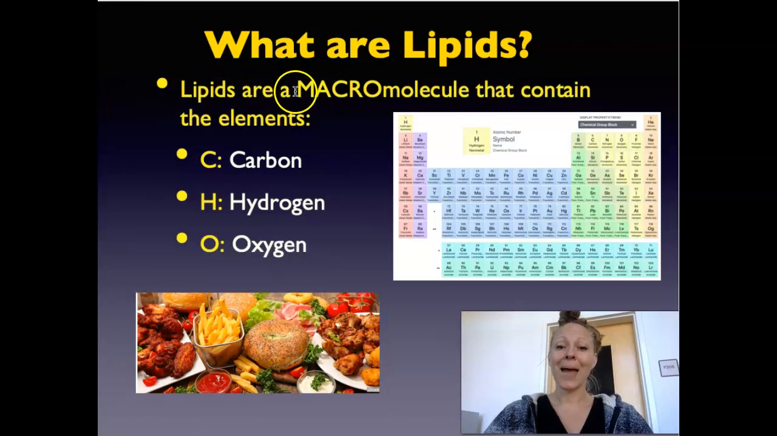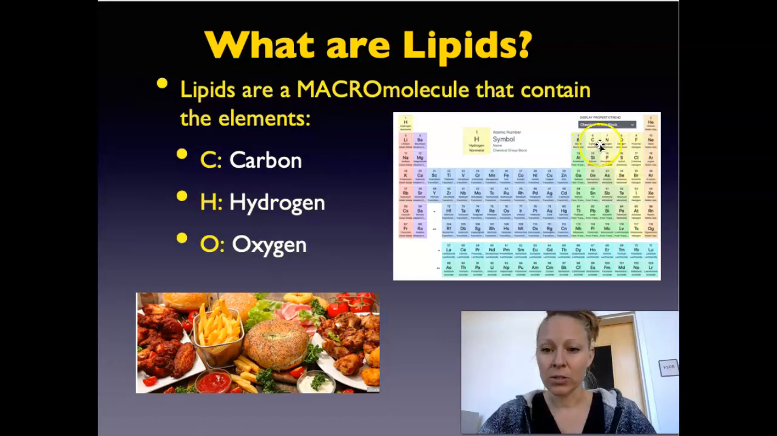So lipids are a macromolecule, meaning that they're a big molecule with lots of elements in them, lots of carbons, hydrogens, and oxygens. So yes, they contain carbon. The C is the symbol for carbon, H for hydrogen, and O for oxygen. So these are the elements or the nutrients that we find in a lipid. Similar, actually exactly the same as a carbohydrate. So here's the carbon, here's the oxygen, and here's the hydrogen.